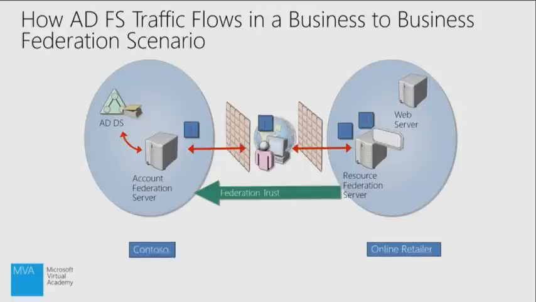I'm going to pass that back to the resource Federation server and say, not only am I a user attempting to authenticate, but here are my claims per my account organization into your organization. Those claims get mapped to the resources in the resource organization and send me to the web server to actually get access to the application.